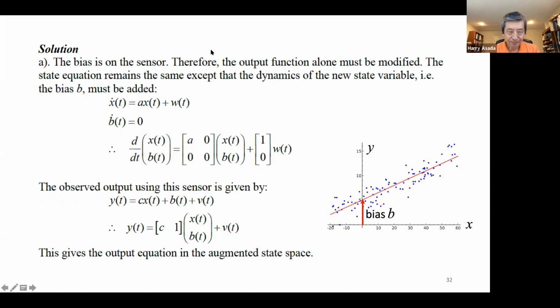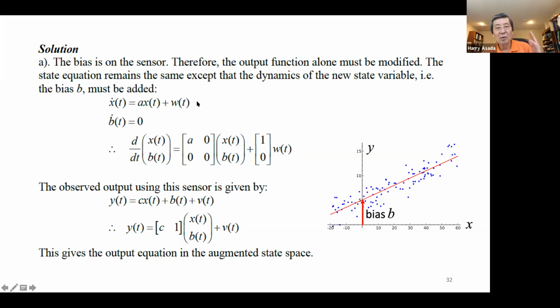Here's the thing: the bias is on the sensor. Therefore, the output function alone must be modified, and we represent that together with the bias explicitly written, with yet another state variable b. The state transition basically remains the same: x dot equals x plus w_t. That's the original equation, and that's fine.